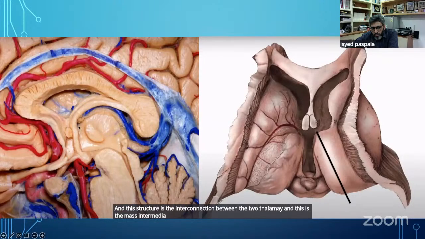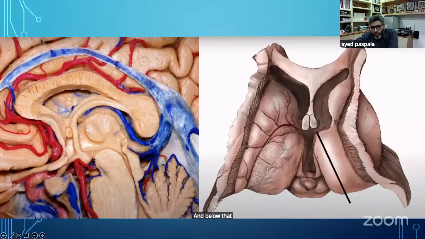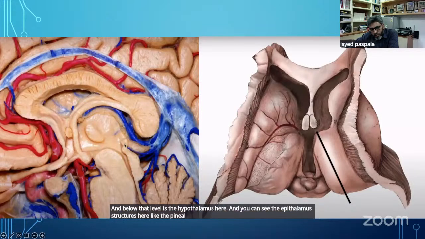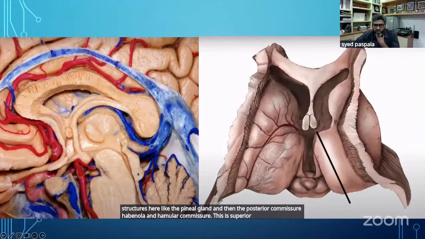And this is the hypothalamic sulcus, which extends from the foramen of Monro to the aqueduct. And below that level is the hypothalamus here. And you can see the epithalamus structures here, like the pineal gland, and then the posterior commissure, habenula, and habenular commissure. This is the superior colliculus, this is the inferior colliculus.